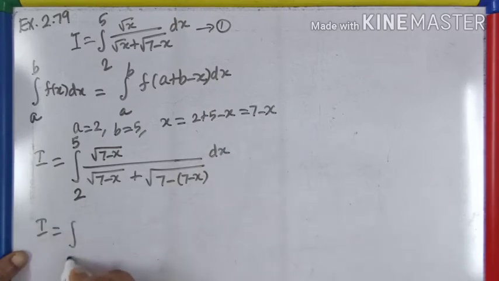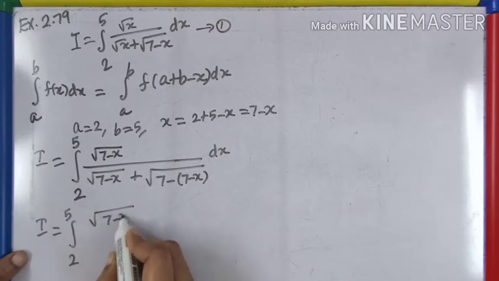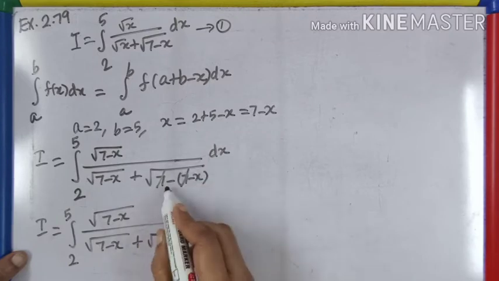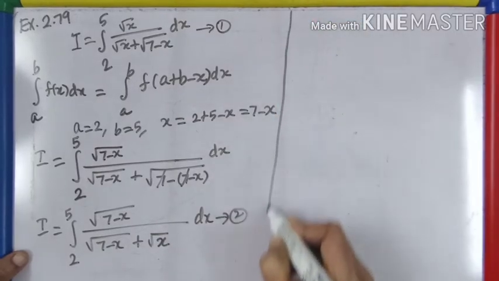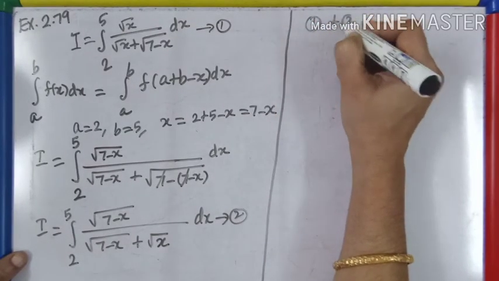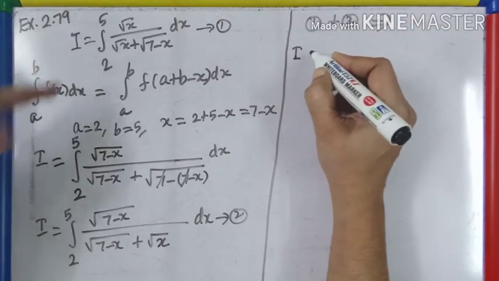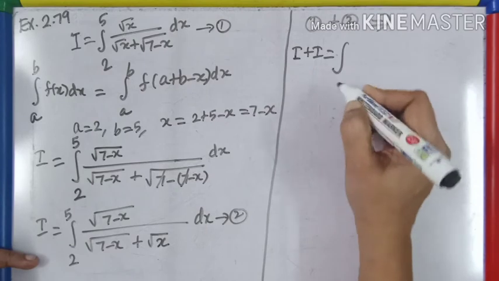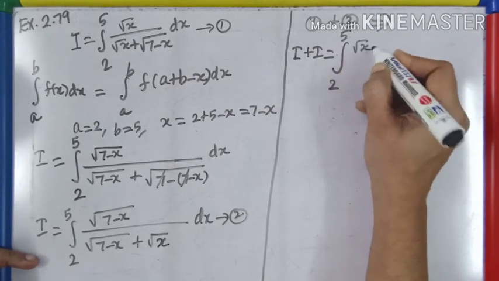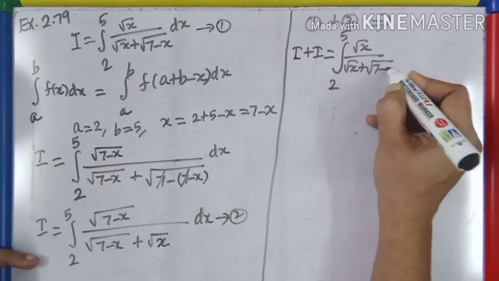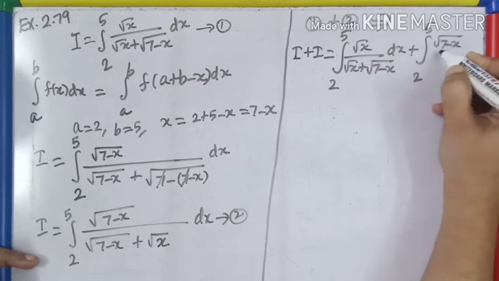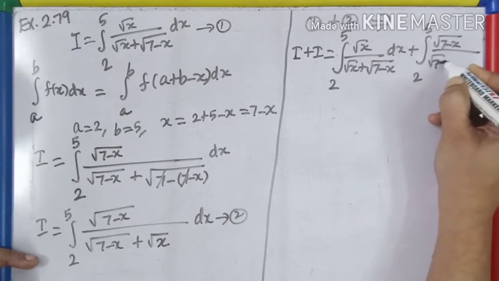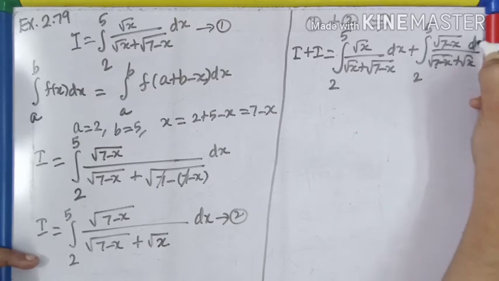Simplify the answer. It is again 2 to 5. The integral of root 7 minus x by root 7 minus x. 7 and 7 cancels. Minus into minus is plus. Call this as number 2. As usual, let us add 1 and 2. Here it is I. Here also it is I. Integral 2 to 5 root x by root x plus root 7 minus x plus integral 2 to 5 root 7 minus x by root 7 minus x plus root x dx.